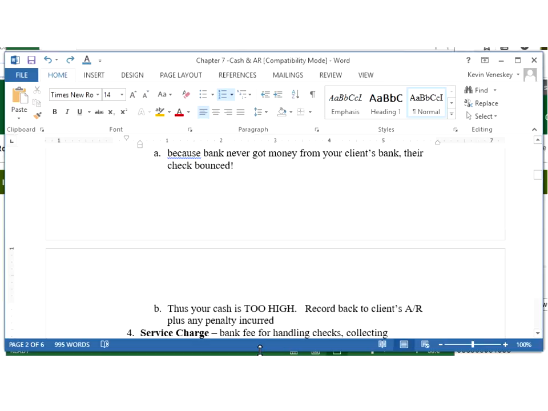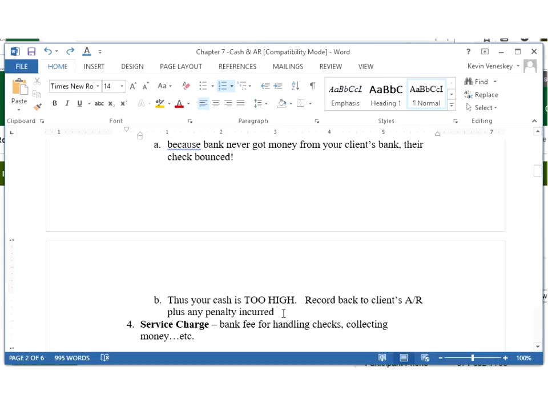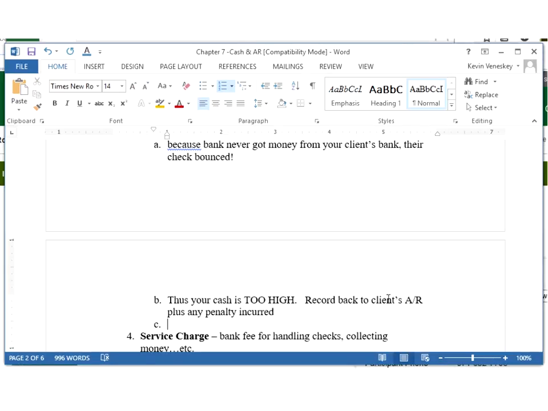So if our cash is too high, what we need to do is remove some cash plus any fees and add that all back to the client's account receivable. Because we need to take it out of our cash because we don't have that amount. And then if the bank charged us, because that happens, the bank will charge you if you try to deposit a bad check even though you didn't know it was. They will fine you maybe $20, $25. And that's why if you've ever seen it at a restaurant, it'll say if the check bounces, you will be charged a fee of $25 or $30.